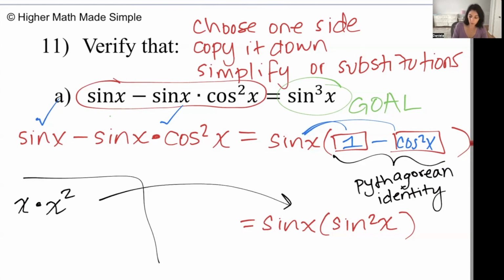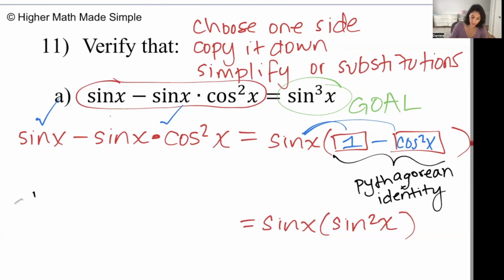Wouldn't that be equal to x to the third, right? Because you'd add the exponents. And so very similarly, that is exactly what happens here. This is actually equal to sine cubed of x. And look at that, we have actually reached our goal, so we are done.